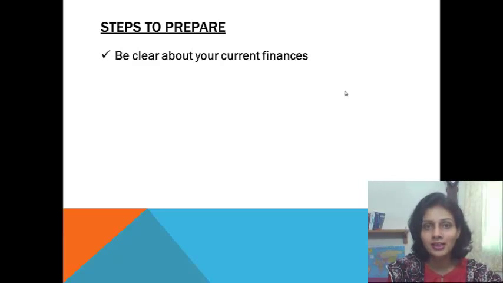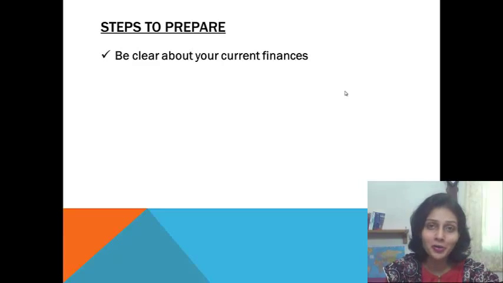What is the income or what is the cash inflow that you're receiving? It could be your salary income. It could be income from house property in the form of rent. It could also be income from your savings in terms of interest received on your deposits. And then comes your expenses.